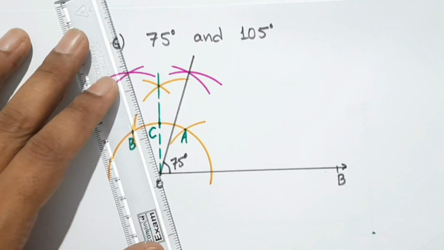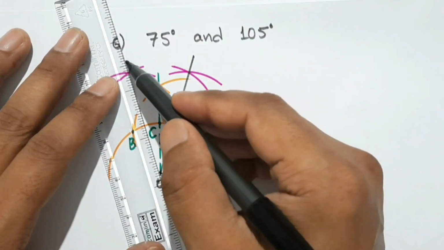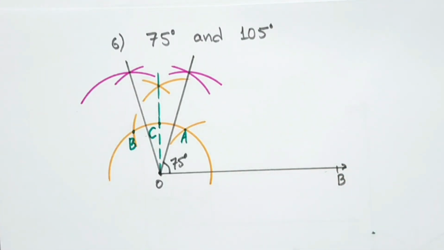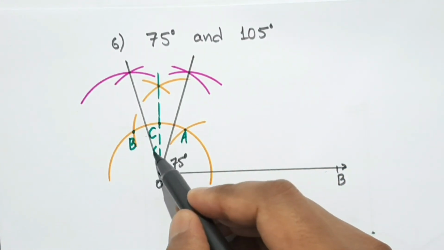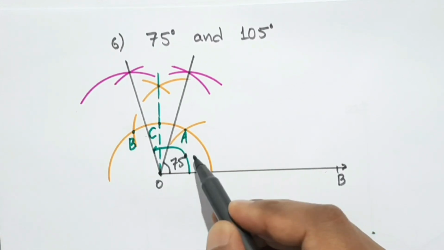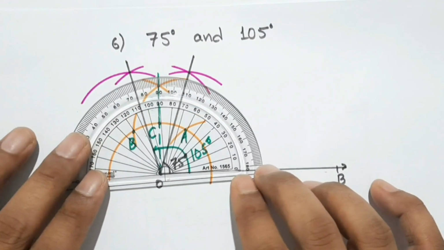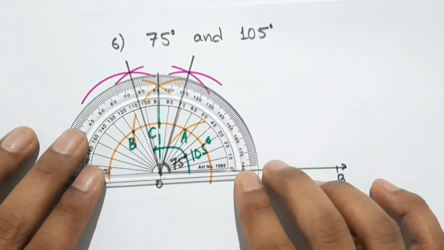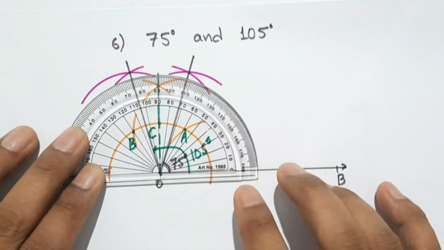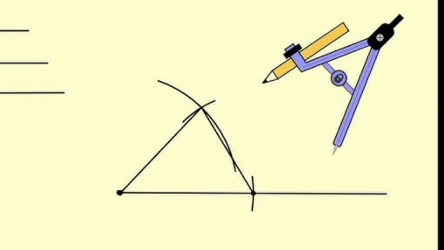So now this is our 105-degree angle. I'll join this, from here to here. So this is our 105-degree angle. Now let us verify. So this is our 105-degree angle. So this much for today.